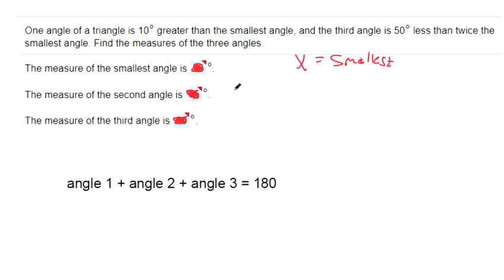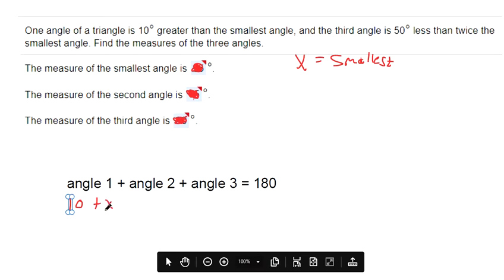So in order to figure out what goes in each of these blanks, let's take what they say in the sentence. Let's say angle 1 is this first angle they're talking about. It's 10 degrees greater than the smallest angle. So I'm going to put 10 plus x. If x represents the smallest angle, then this is 10 plus the smallest angle, 10 plus x.